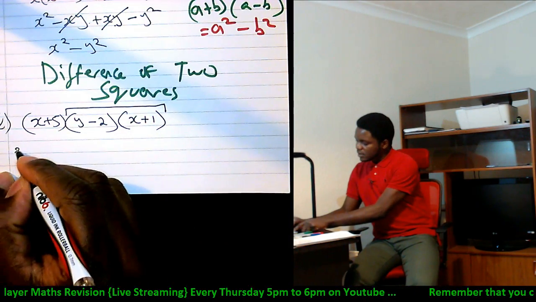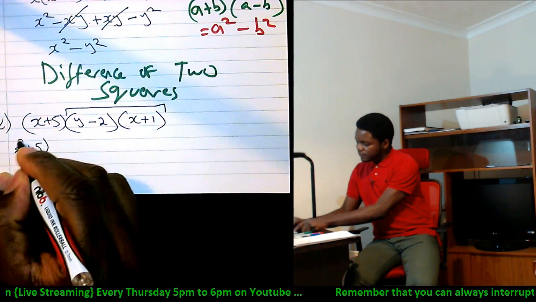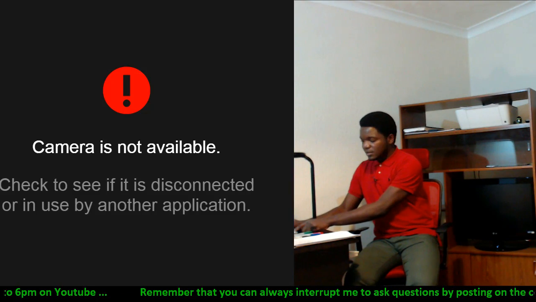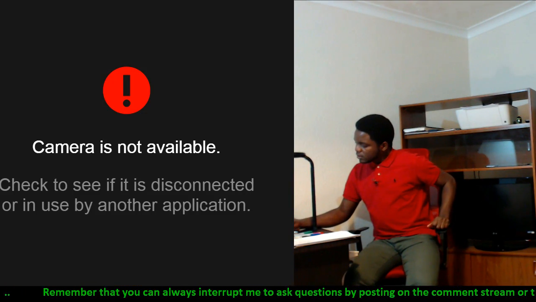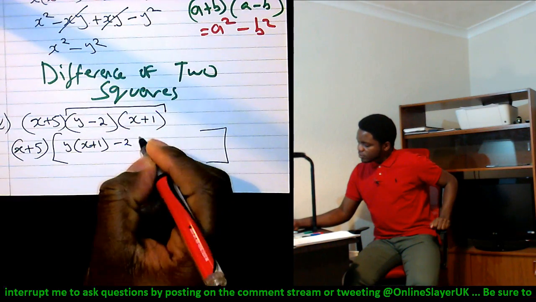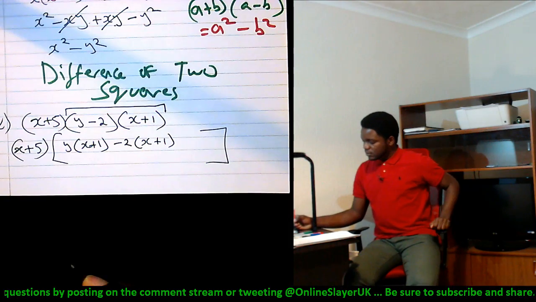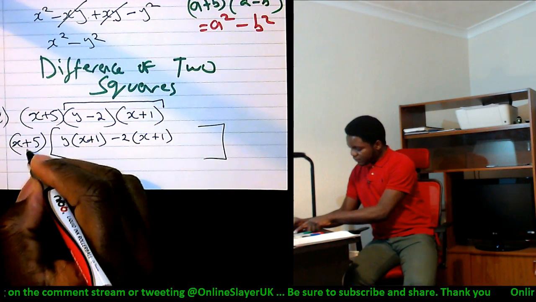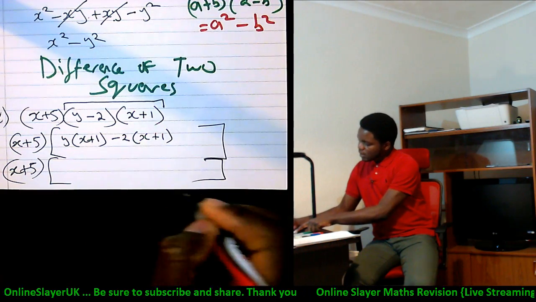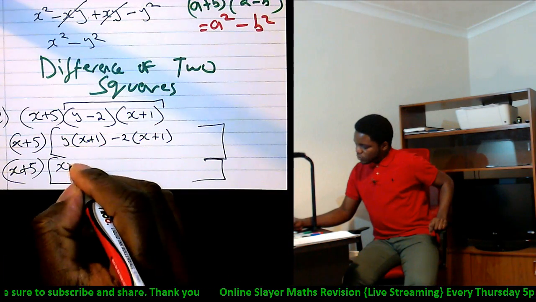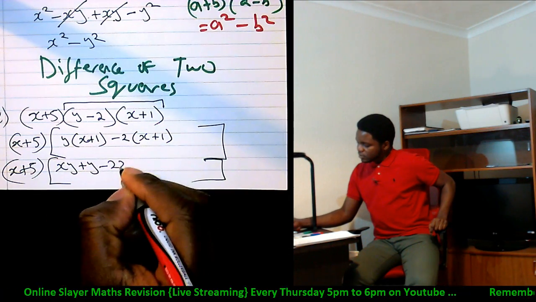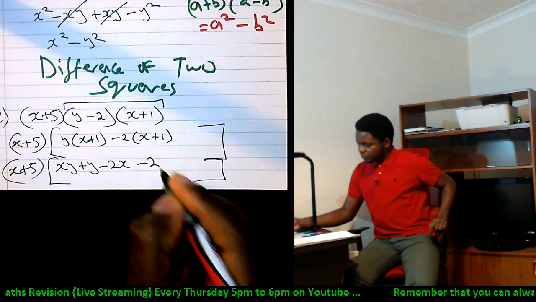So it's going to be x plus 5 into whatever this is. And this is going to be y into x plus 1 minus 2 into x plus 1. I'm not done yet. So I'm still leaving this outside, x plus 5, yeah? Yx, so that's like xy. Y times 1 is plus y. Minus 2 times x is minus 2x. Minus 2 times 1 is minus 2.